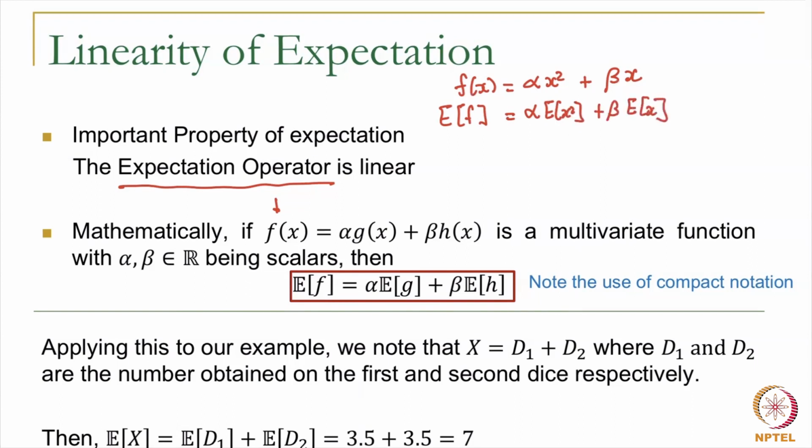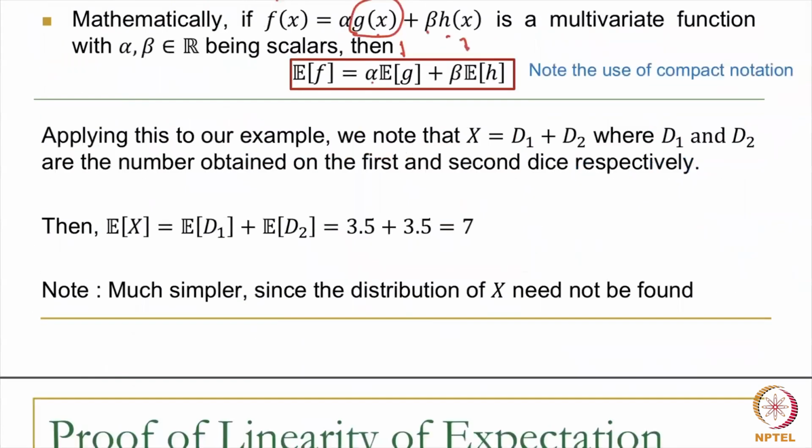Another way of writing it is the way I have written it here in the most general case. If we have expectation of g of x multiplied by alpha, where alpha is a scalar, it's just a multiplying thing, and this is a function, plus beta times expectation of h. This turns out to be very, very useful. So for example, I have x as a function of 2 random variables, d1 and d2. Remember, d1 was the outcome of the first dice, d2 is the outcome of the second dice, and x is the sum of these two.